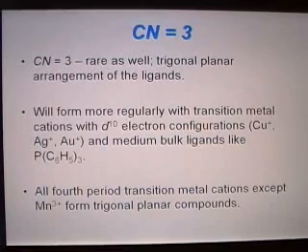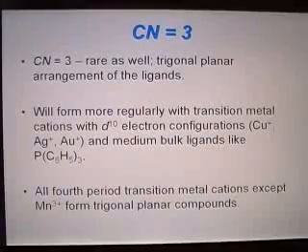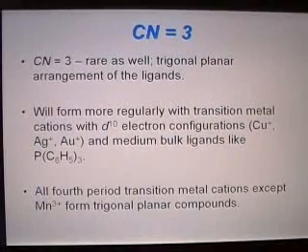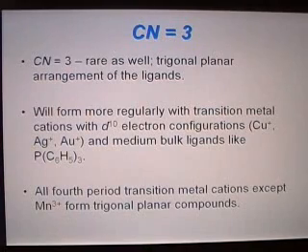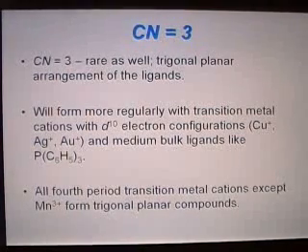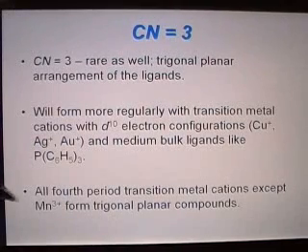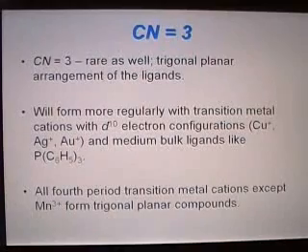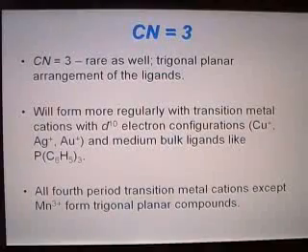So keep that in mind, because I could ask you what is the most likely coordination number if I combine copper 1+ solution with triphenylphosphine, and you should know that just because it's got a medium bulk and that it's one of these d10 metal cations, that it should have a coordination number of 3. Now, all of the 4th period transition metals except Mn3+ will form trigonal planar coordination compounds.